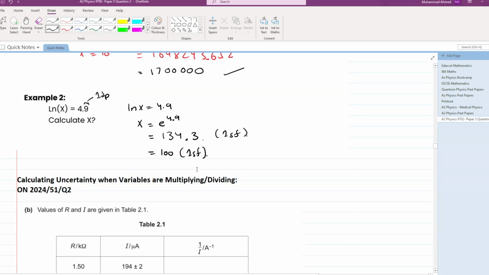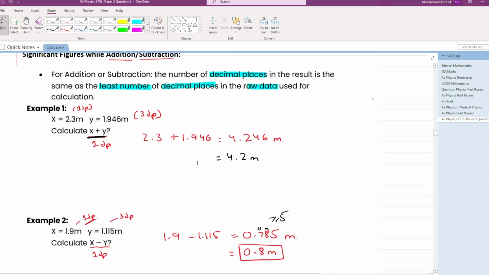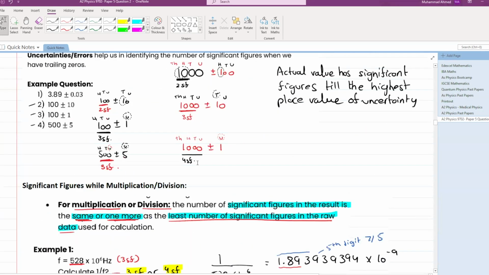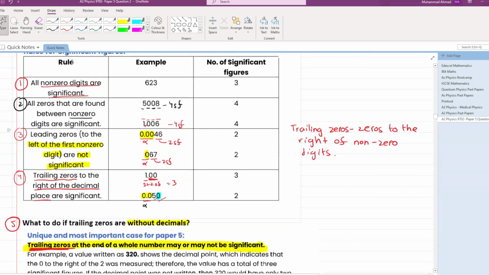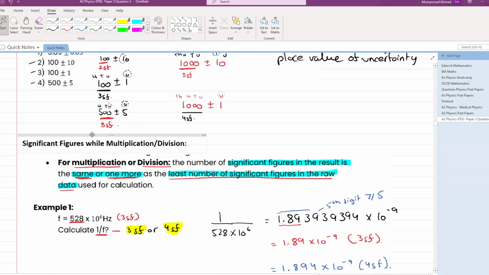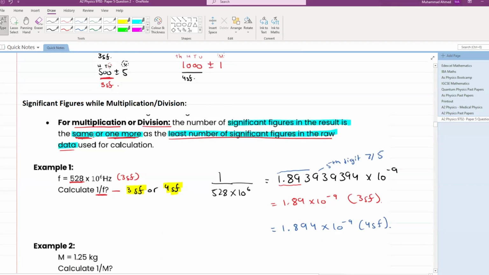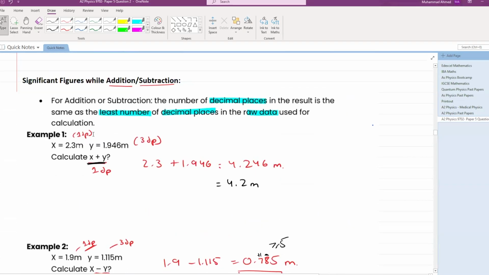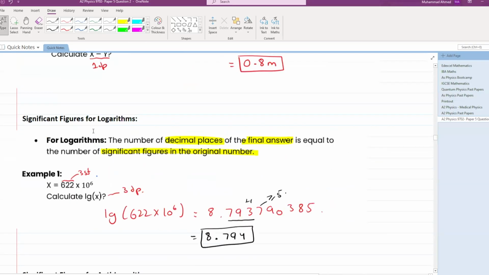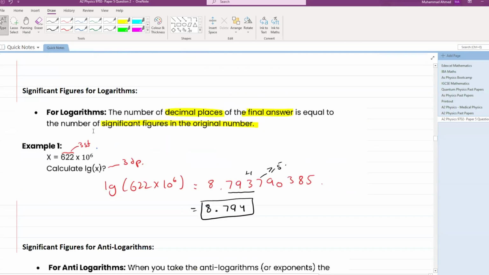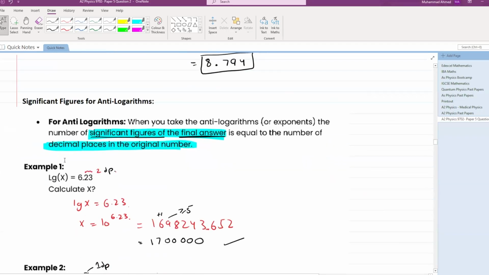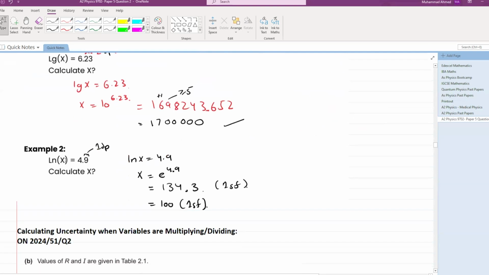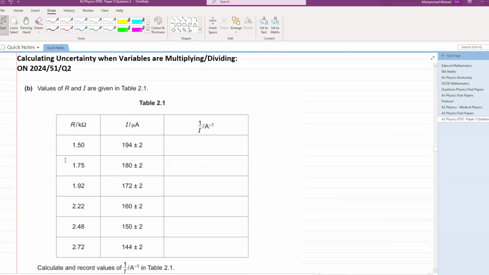So these are the 5 major rules that you need to remember for significant figures. The first set of rules was the general rules for significant figures. Then we moved on to significant figure rules for multiplication and division. Then rules for significant figures while adding and subtracting. And then we saw some rules of significant figures for logarithms. And lastly, we saw rules for significant figures of anti-logarithms. Now let's try out a question.